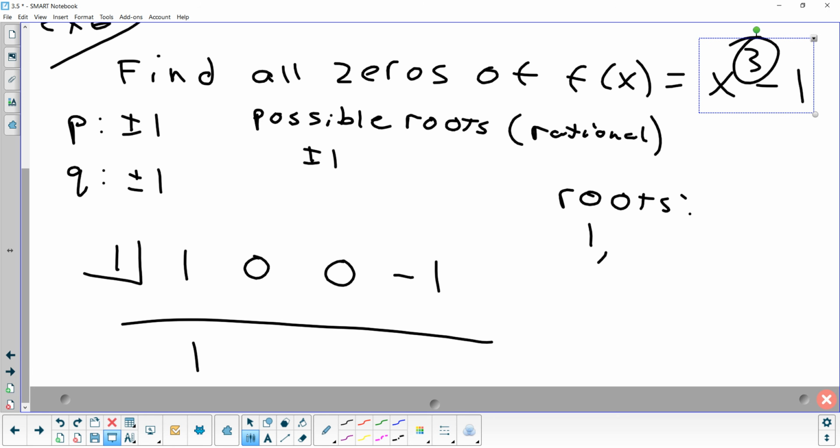Okay. Bring down the 1. Multiply. 1 times 1 is 1. Add it to the 0. 1 times 1 is 1. Add it to the 0. And technically I'm done. That's my quotient. If you want to finish it and get the remainder, there you go.